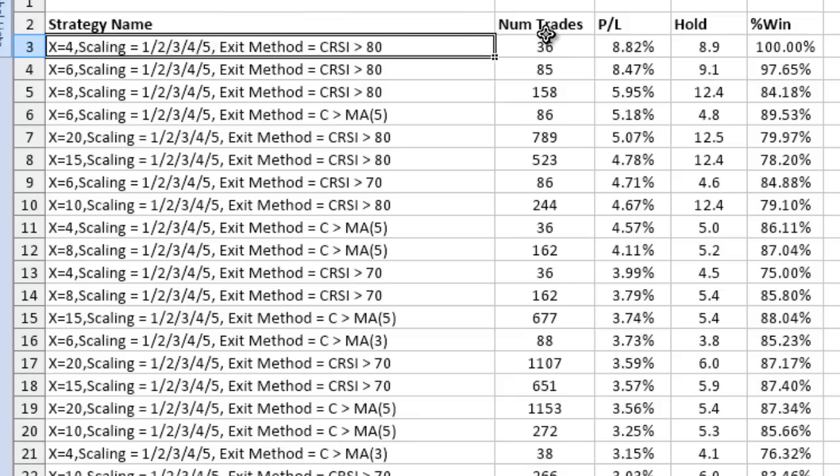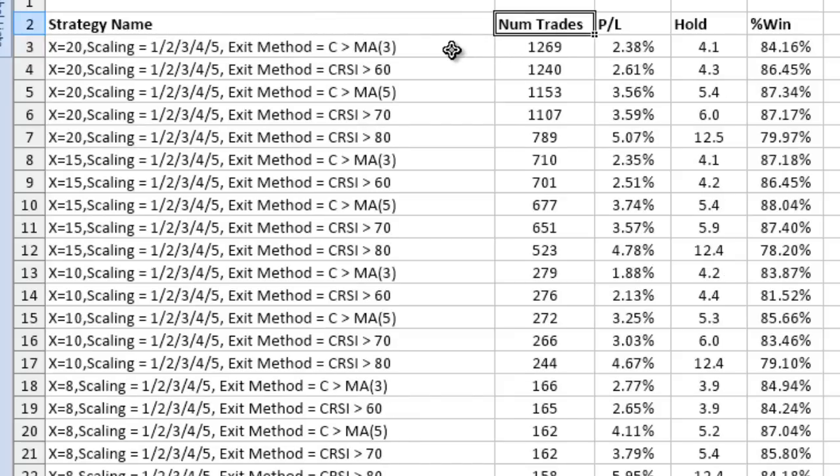So there were only 36 trades made in this strategy, but if we sort by number of trades, we can get to trades which traded more frequently. And the reason they traded more frequently was because the entry criteria were less strict. For instance, X being less than 20 is going to occur a lot more times than X being less than 4.